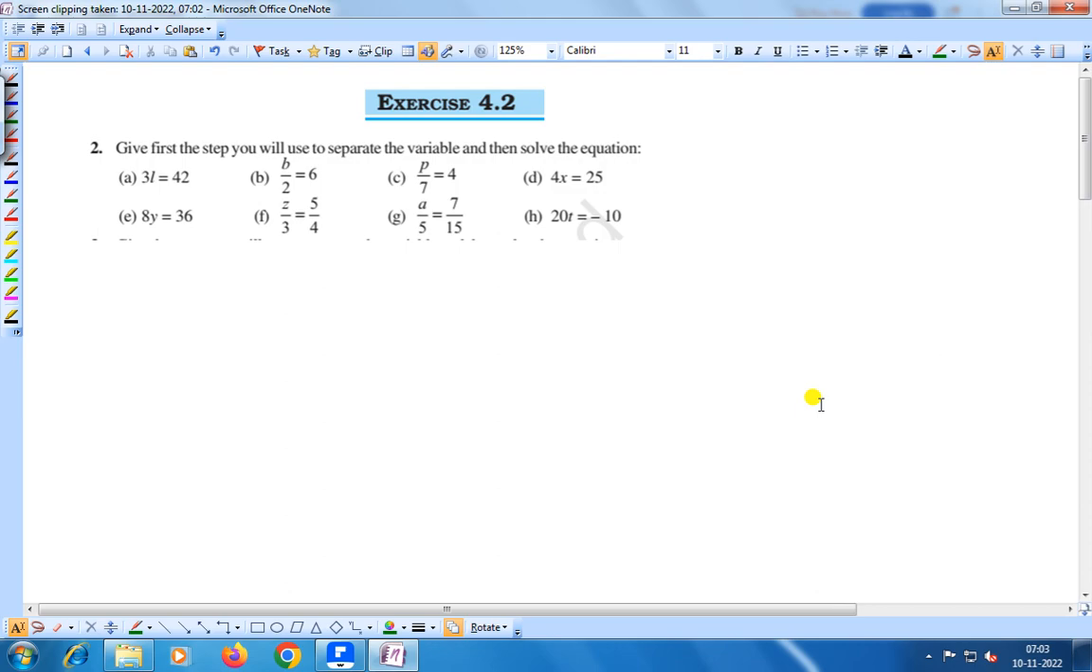Hello everyone. Today we shall discuss exercise 4.2, question number 2. Give first the step you will use to separate the variable, and then solve the equation.